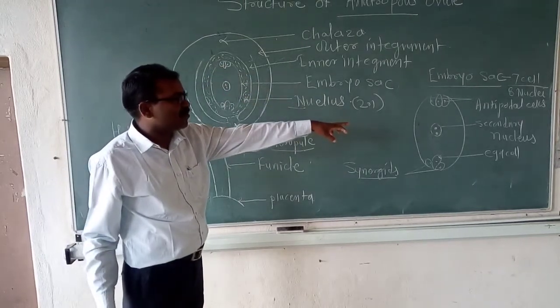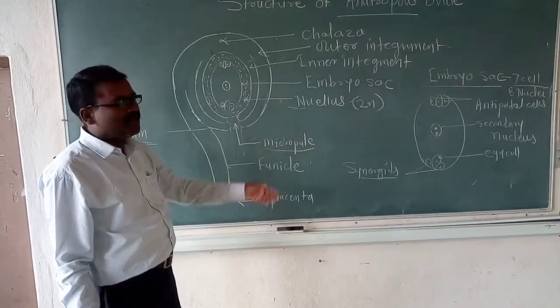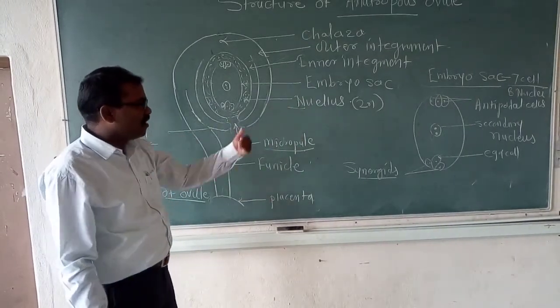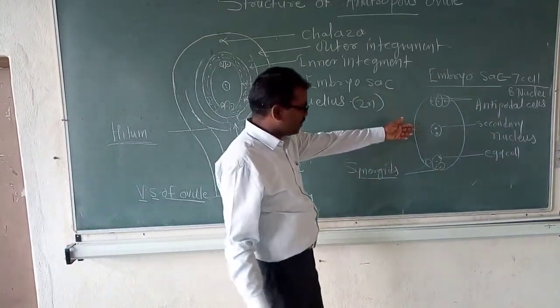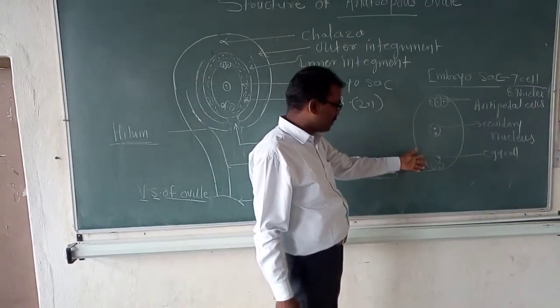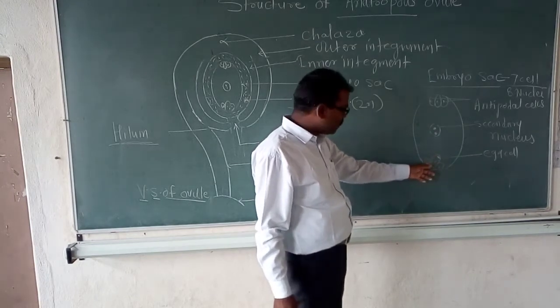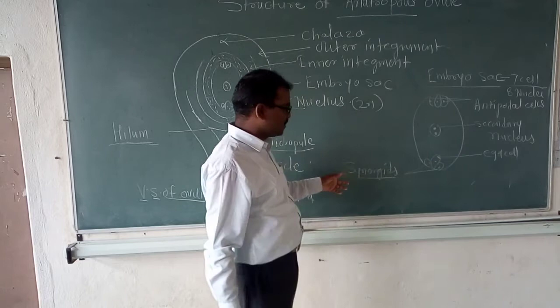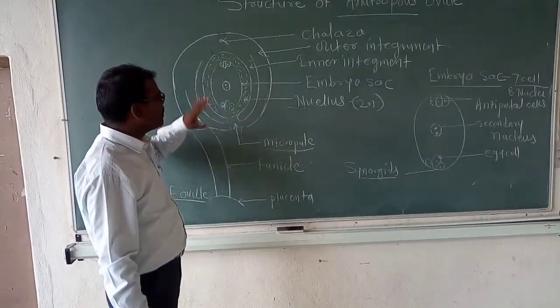Then this is the structure of the embryo sac. This question can be asked separately: structure of embryo sac or female gametophyte. What is the function of the secondary nucleus? Development of endosperm. What is the function of the egg cell? It takes part in fertilization and formation of the zygote. And what is the function of synergids? They guide the male gamete, etc. These are important.